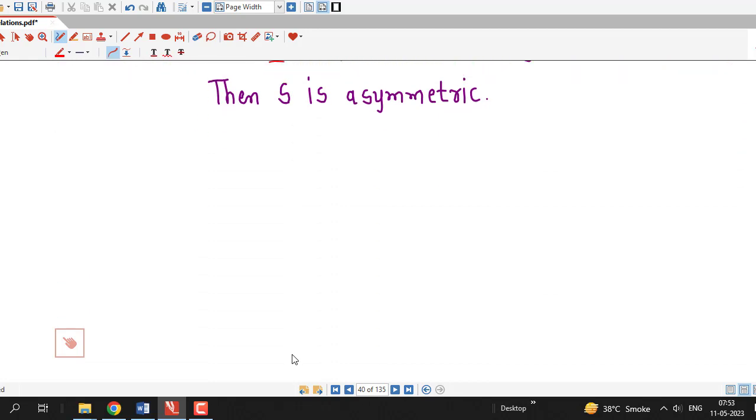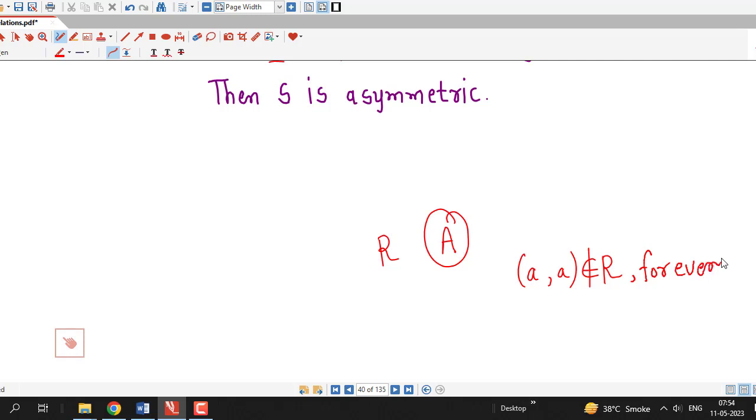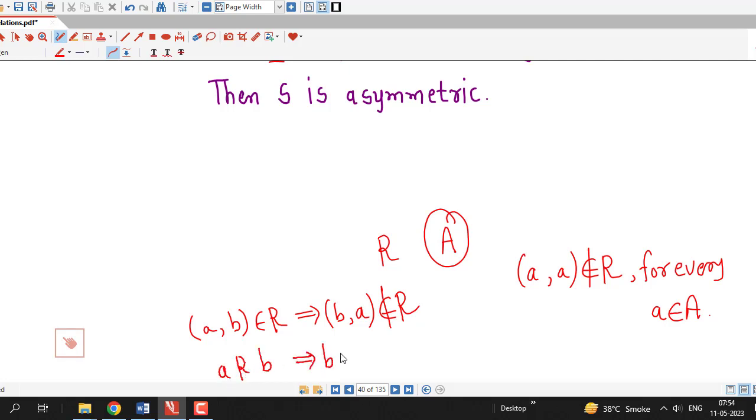So these are the two simple, additional properties of relations. We just recall again that a relation R on a set A is irreflexive if (a, a) is not present in R for every element in a given set, and relation R is asymmetric if (a, b) belongs to R implies (b, a) is not in R. In other words, if a is related to b, then b is not related to a, and here a and b are elements of the given set.